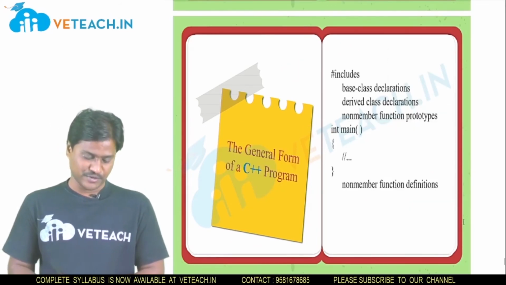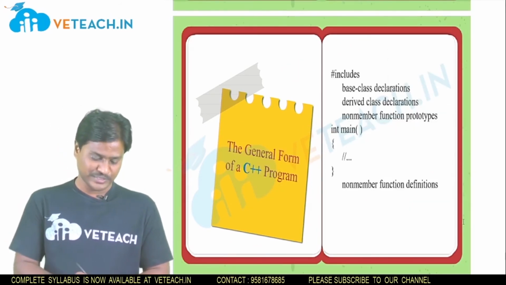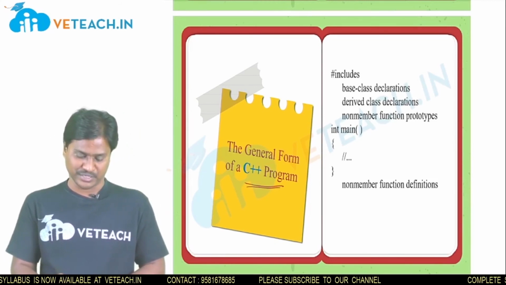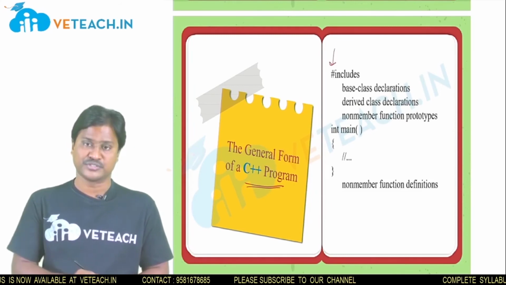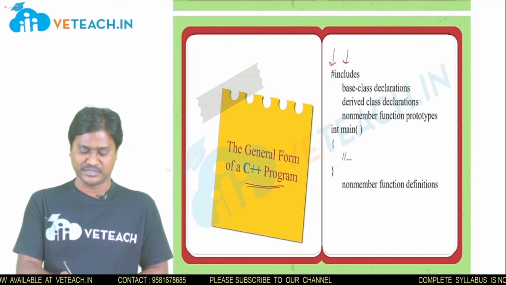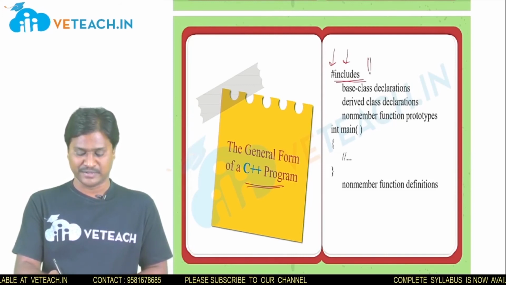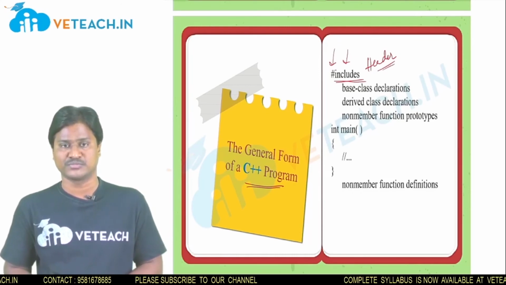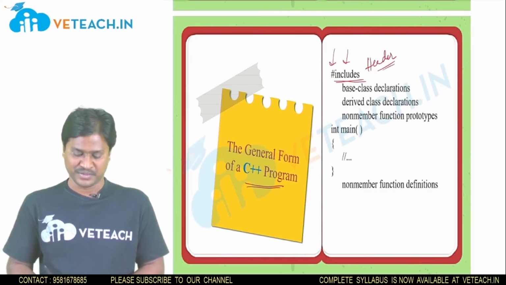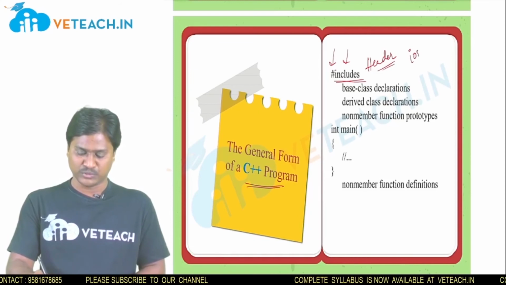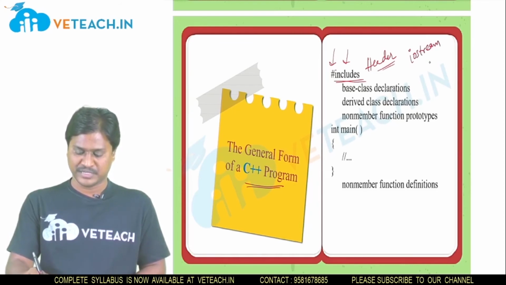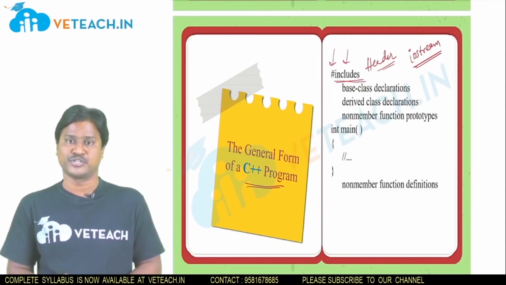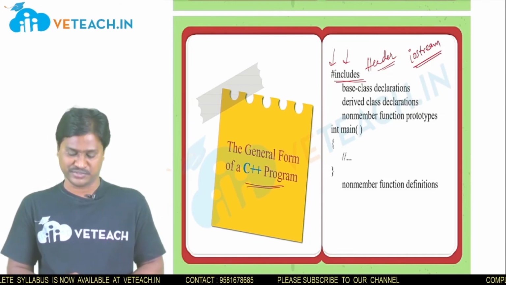Coming to the general form of a C++ program, how a C++ program will have the programming behavior like this. Hash is a preprocessor, include is a statement. This includes many types of header files that are required for the built-in functions used in our programs, as in the C language. But here we mainly include the iostream header file. This gives different built-in input and output operation related functions.